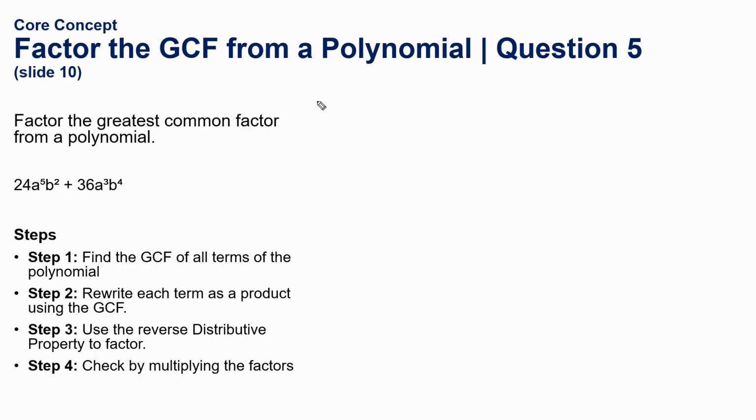So question number 5 is to factor the greatest common factor from the following polynomial: 24a to the 5th power b to the 2nd power plus 36a to the 3rd power, b to the 4th power. Okay. There are 2 terms for this particular polynomial. However, it looks kind of complicated because it has 2 of the variable parts with exponents tied to it. So let's first start with 24a to the 5th power, b to the 2nd.